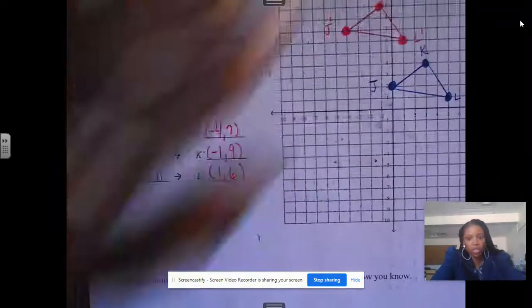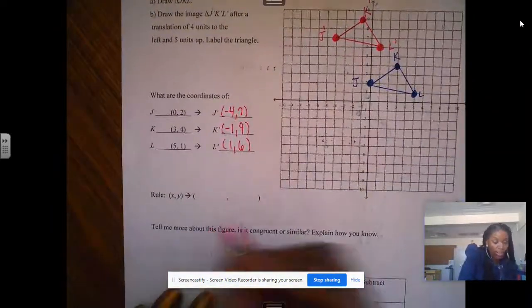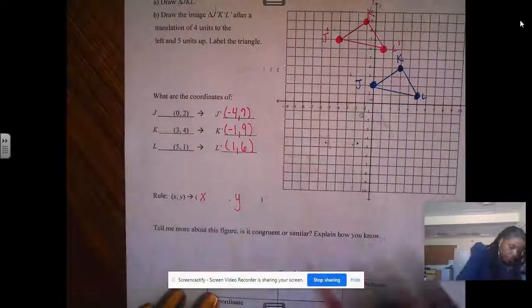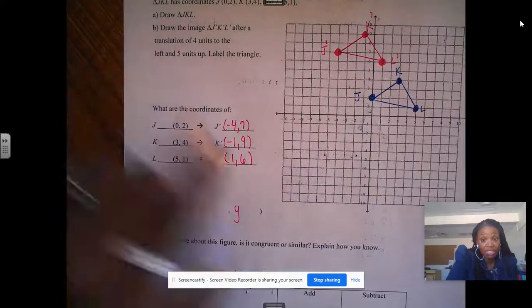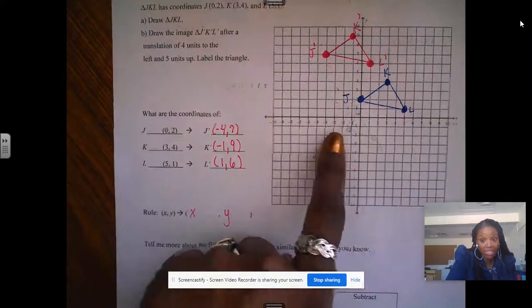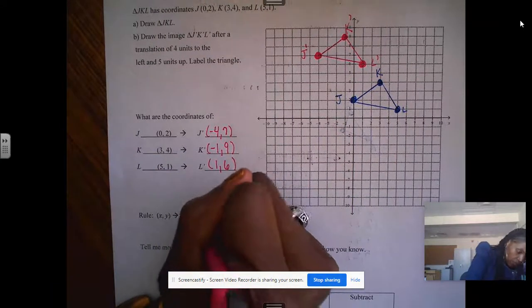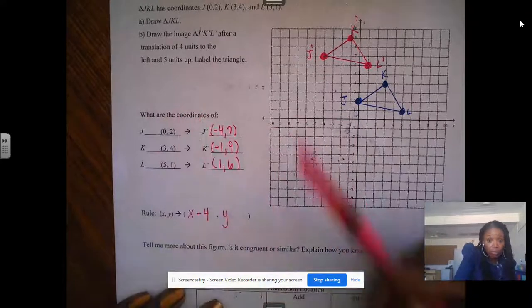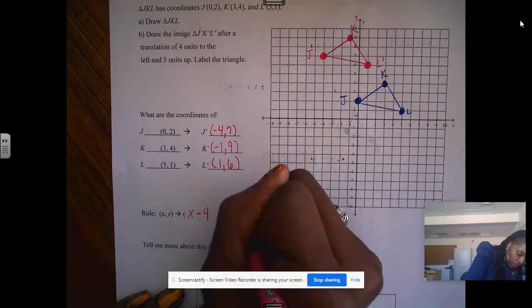Now, they want us to also write this rule. Remember, we're writing the notation rule. So remember, this is X, this is Y. So what did I do? I went 4 units to the left, which has to do with my X's. Remember, this is my X axis. So left means I actually subtracted 4 from my X's. And then I went 5 units up. Remember, up has to do with your Y. So I'm going to add 5.